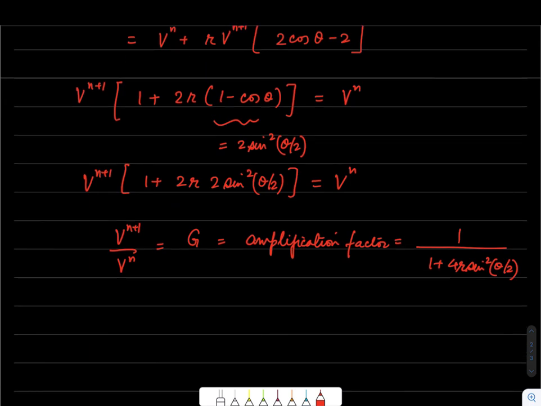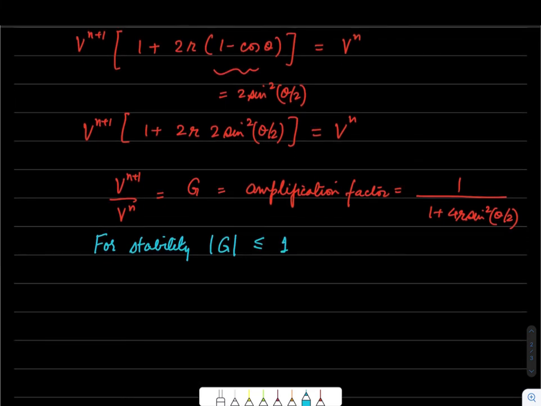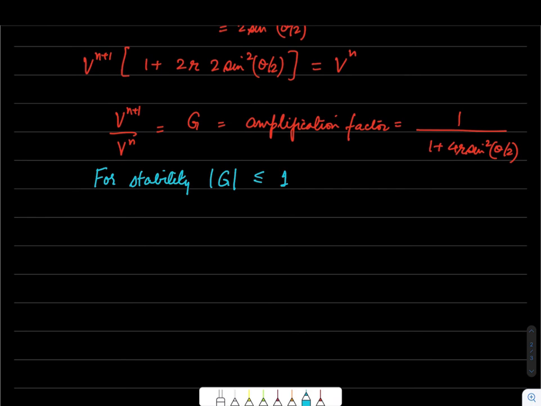Now what did we say for stability? We said for stability we want the modulus of G to be less than or equal to 1. Modulus of G, because G can be negative or it could be a complex number, so we are taking both considerations here. In our case G is actually a real number. So we are saying 1 by (1 plus 4r sine square theta by 2) should be less than or equal to 1. This is what we would want to get a stable solution.